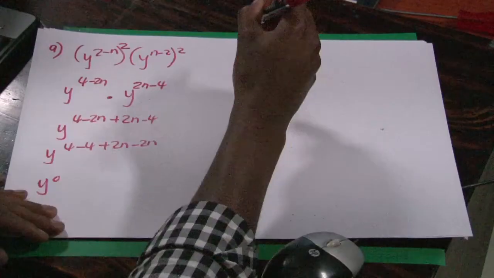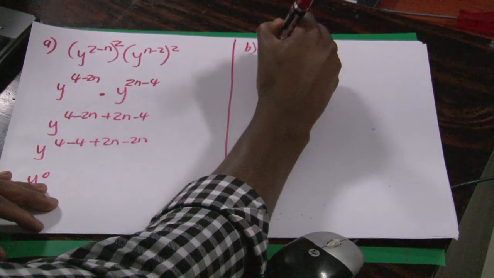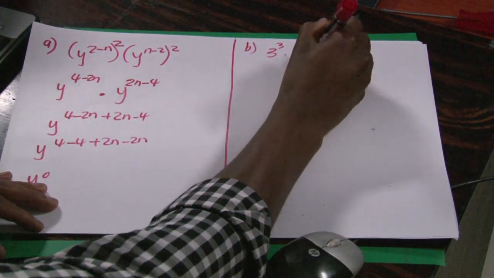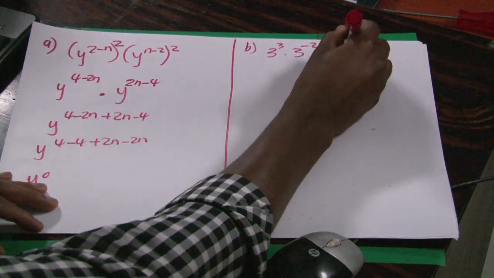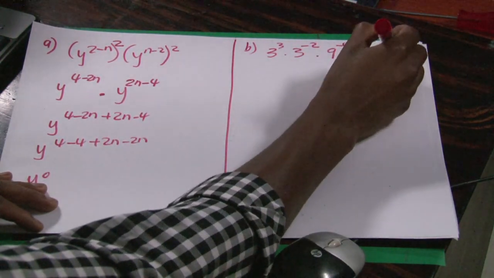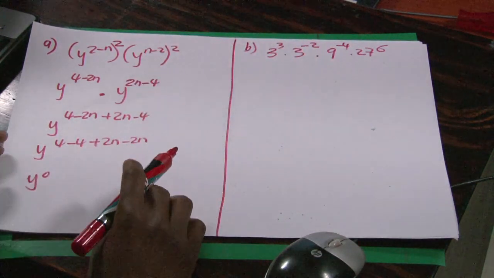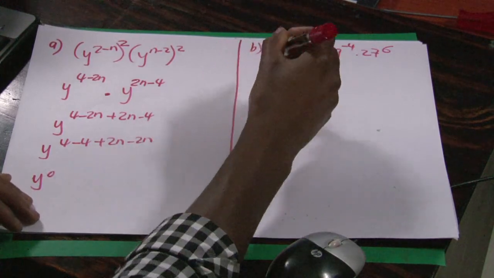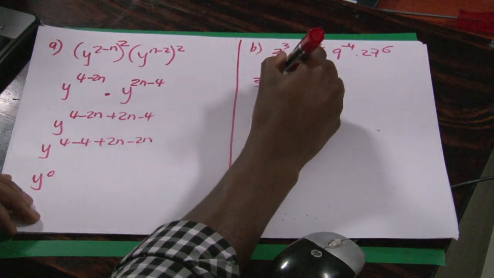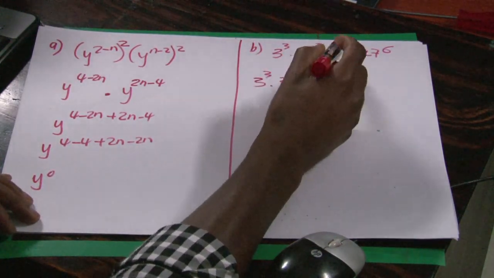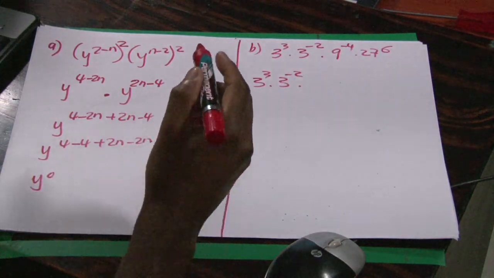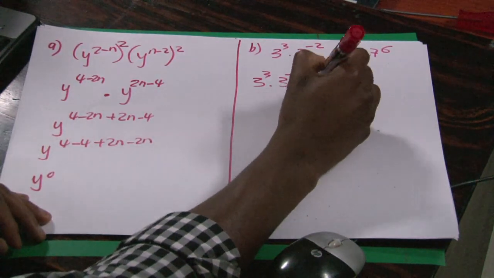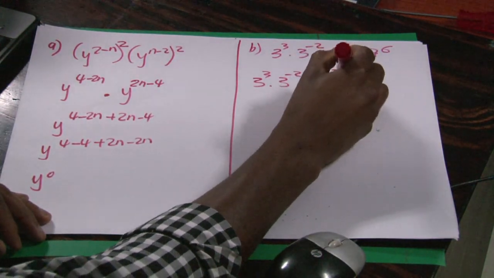B, you are asked to simplify 3 to the power 3 times 3 to the power negative 2 times 9 to the power negative 4, over 27 to the power 6. Remember the law of indices, you make the base to be the same. You have 3 to the power 3 into 3 to the power negative 2. Now that's 9. What's the square root of 9? It gives you 3. 3 to the power 2 will give you 9 to the power negative 4.